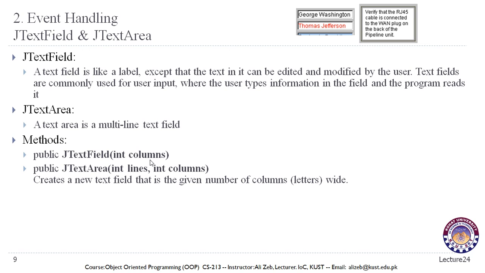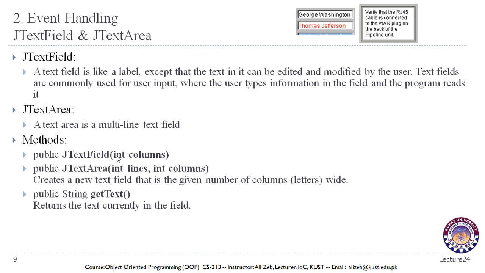For the JTextArea, on the other hand, you can pass the number of lines that you want to set by default, and the number of letters that you want this JTextArea to have by default. So this just tells us about the size of the JTextArea. It creates a new text field with the given number of columns or letters. So we can set the number of letters that we can have in that JTextField by default in the constructor of the JTextField.